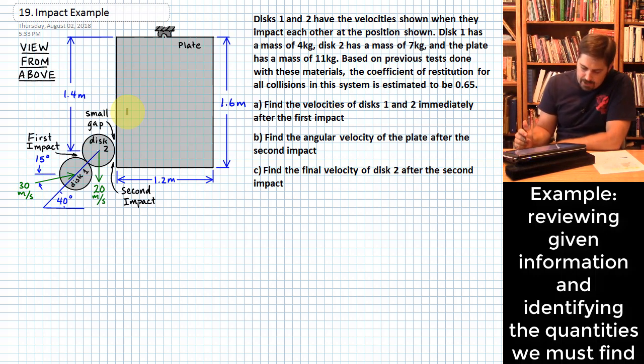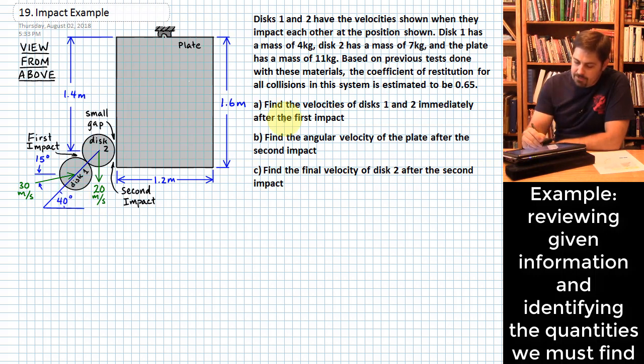Okay. We're given some information. Disk 1, we know its mass is 4 kilograms. Disk 2 is 7 kilograms. And the plate has a mass of 11 kilograms. And we've done some experiments with these materials, and we estimate that the coefficient of restitution for all of these collisions that happen here is going to be 0.65 in every case.